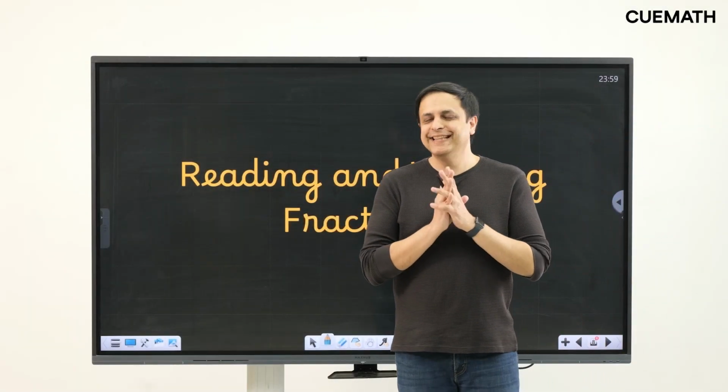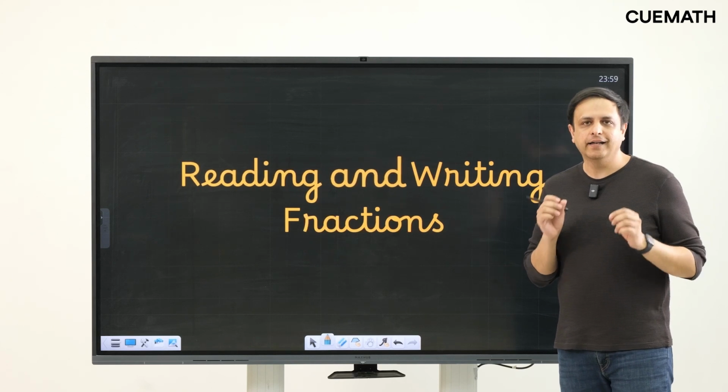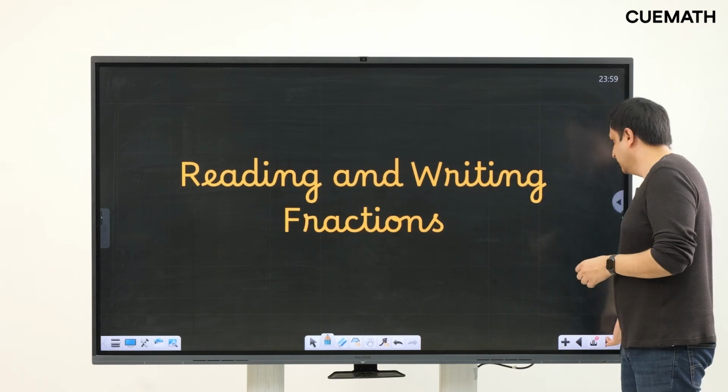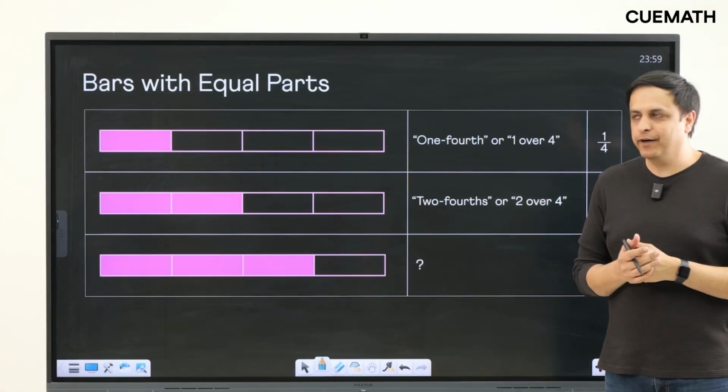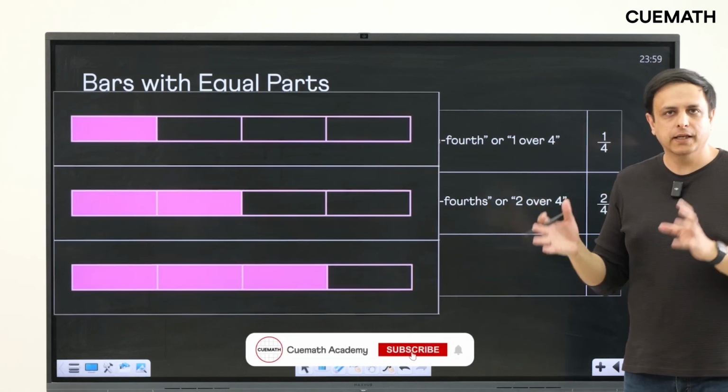Hi everybody, in this lesson I will help you understand how to read and write fractions. So, how do we read and write fractions? Let's take a look at these pictures here, which are bars with equal parts.